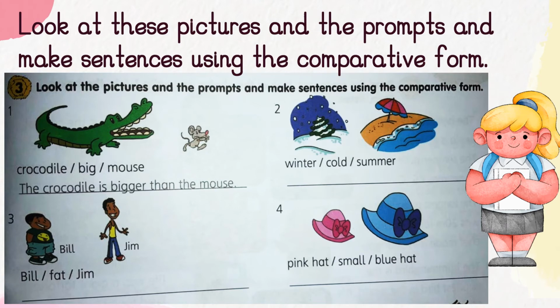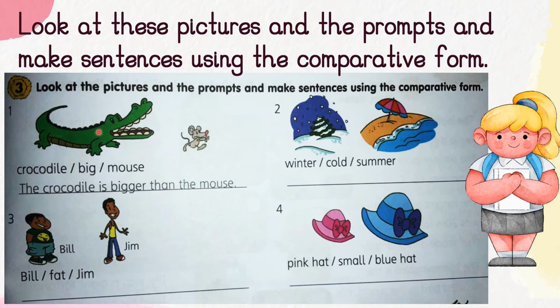Alright. Those are the 4 exercises that also you can find in your Get Smart Plus 4, yeah? Okay, look at these pictures and the prompts and make sentences using the comparative form. Alright, the first one already given to you. We have 2 things over here, crocodile and the mouse.